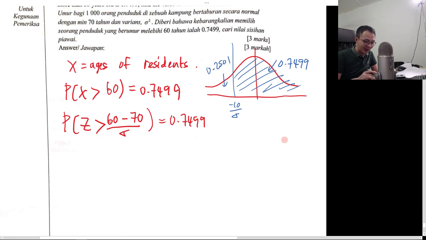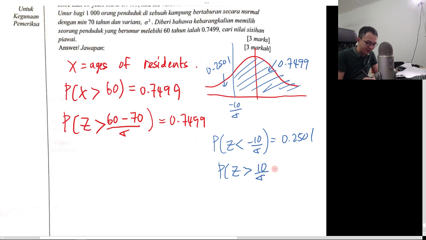Why do I want to know the area? Because in our table we cannot find any value more than 0.5. So I'm going to use this side. I don't like this value, but anyway, I'm going to use it. So I will say z is less than negative 10 over standard deviation equals 0.2501. Negative and less than happen at the same time, so you can change to bigger and change to positive.